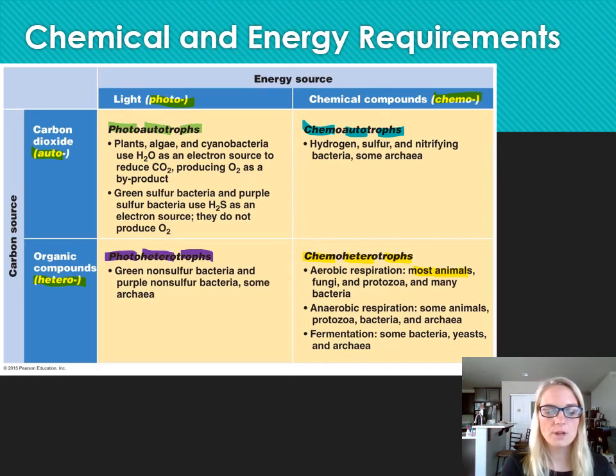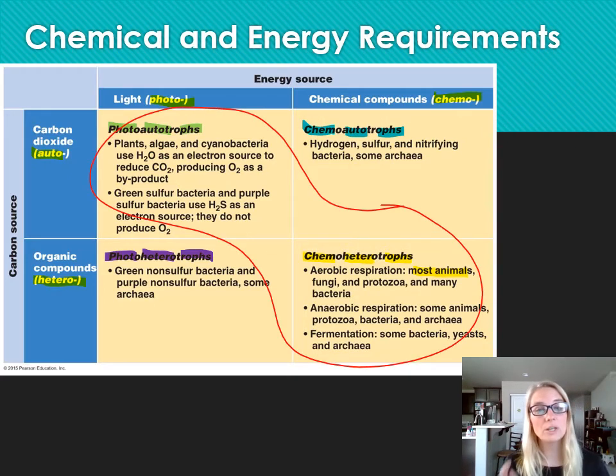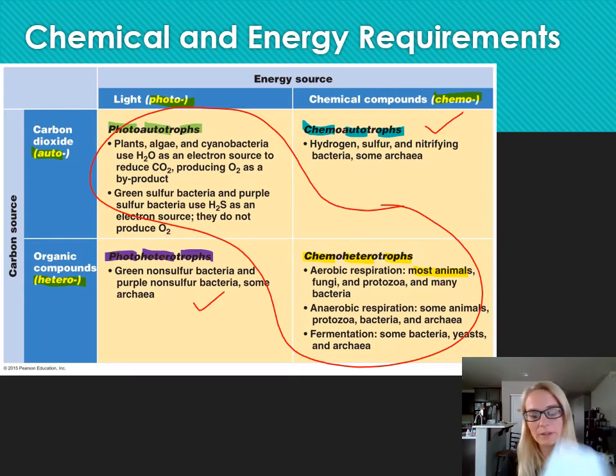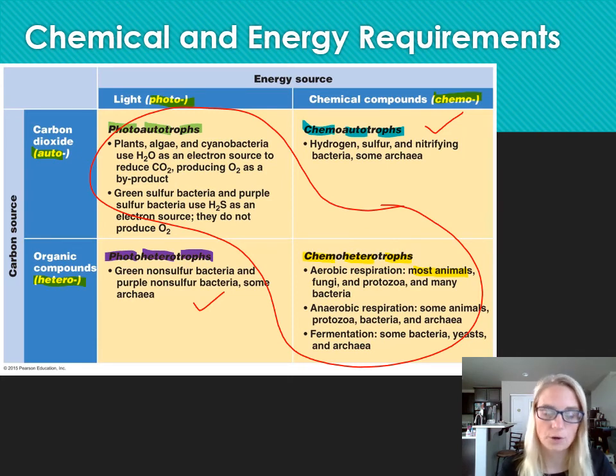So of the combinations that we have here, these are the two most common, but do know there are some weirdos that kind of mix and match and do things slightly differently. Okay, so in the notes, you have the list of all of these photoautotrophs, chemoautotrophs, photoheterotrophs, and chemoheterotrophs. Okay, so that's your chemical and energy.